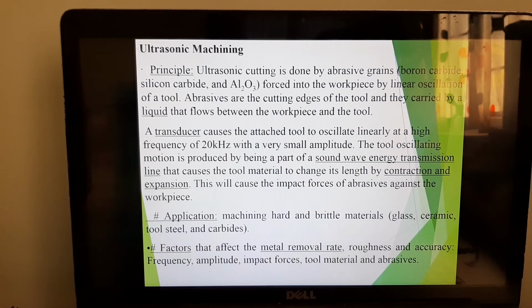Going back to the description, how does this ultrasonic machine work? The principle of ultrasonic cutting is done by abrasive grains. Your slurry is made of boron carbide, silicon carbide, and aluminum oxide, forced into the workpiece by linear oscillation of a tool. The abrasives are the cutting edges of the tool, and they are carried by a liquid that flows between the workpiece and the tool.